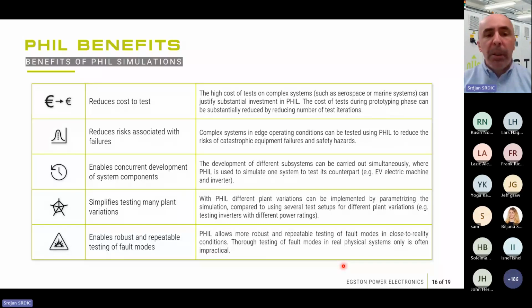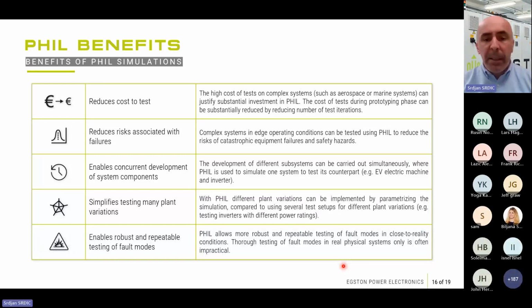Also, what's important is to be able to test different plant variations with the same setup. For example, you test inverters of different power levels, and in a typical case, you would need to have several motor generator groups of several different power levels. All that can be replaced by one P-HIL device, which can then simply be configured by changing parameters, which significantly simplifies that task, and not just simplifies, but also reduces the cost.